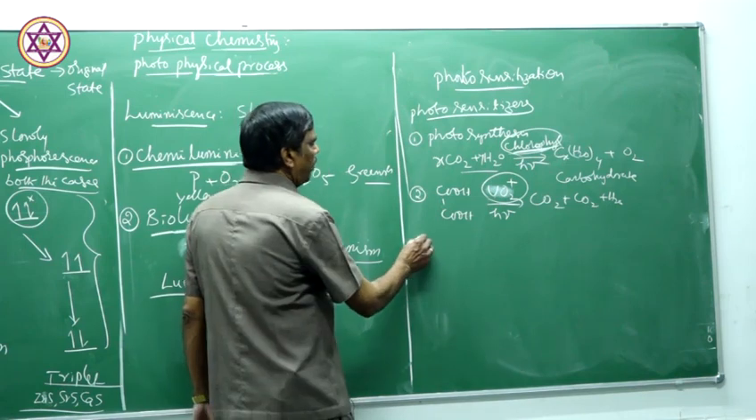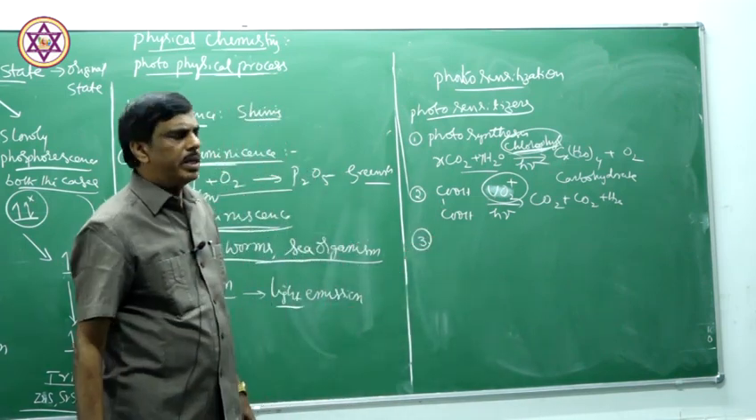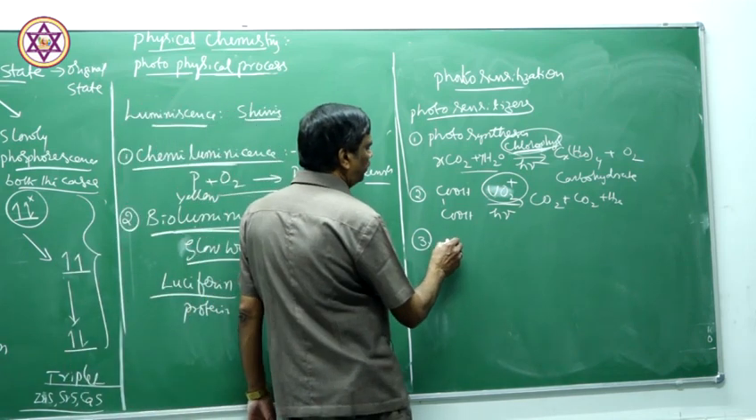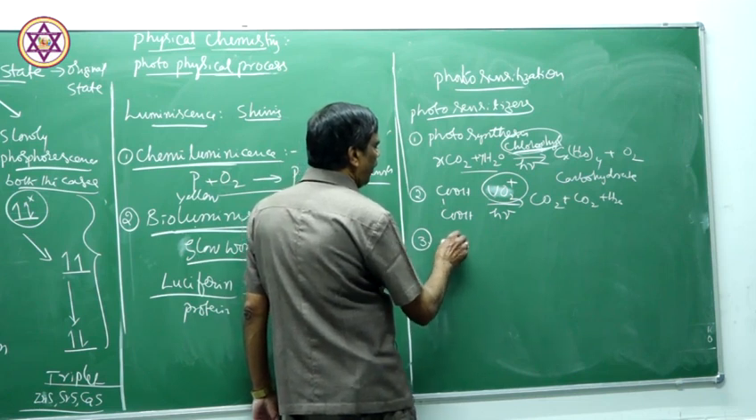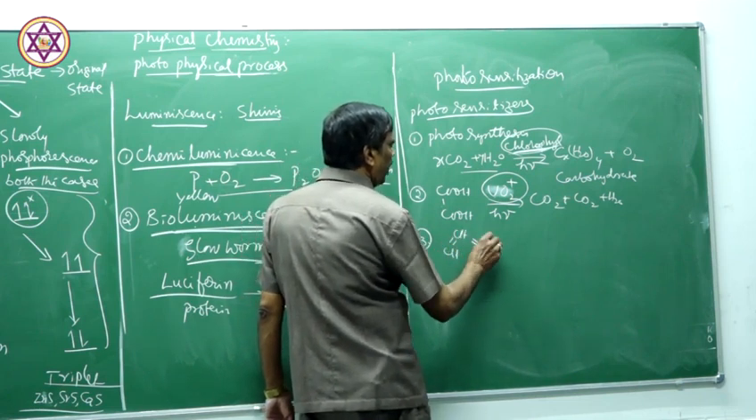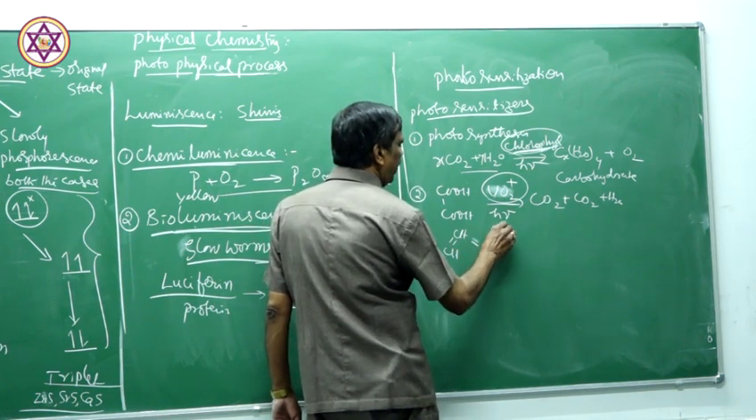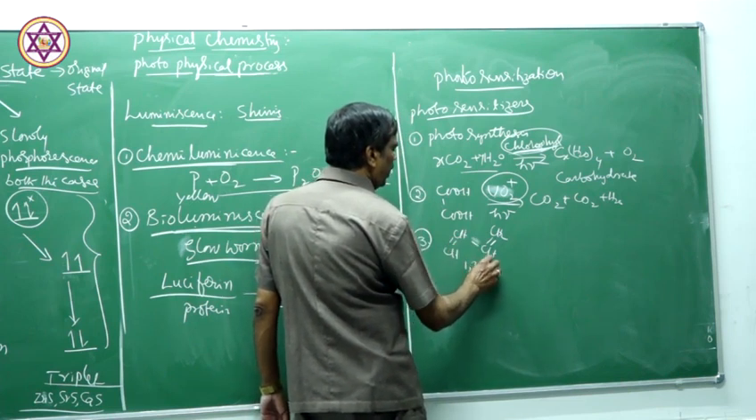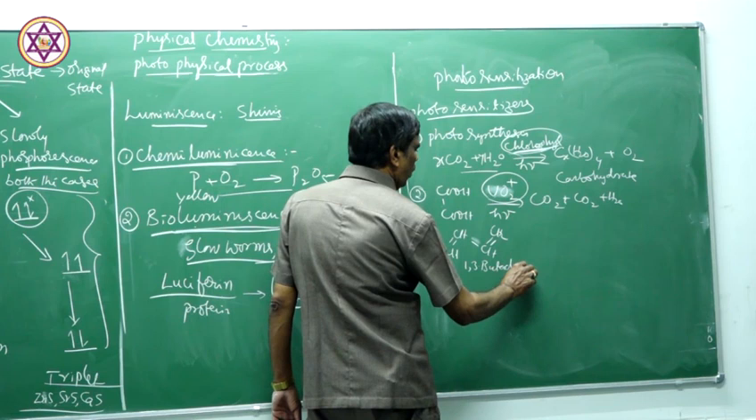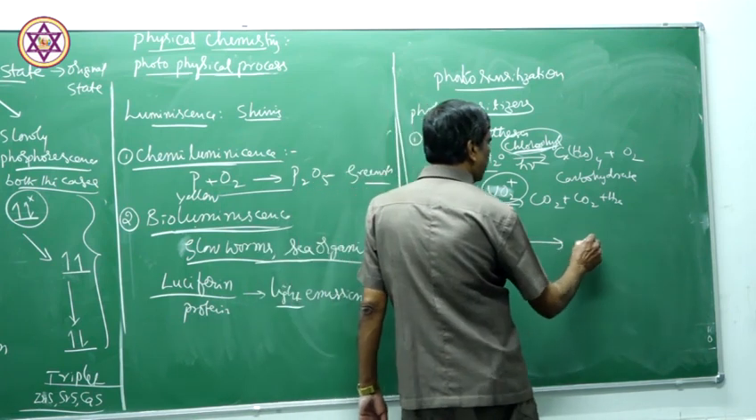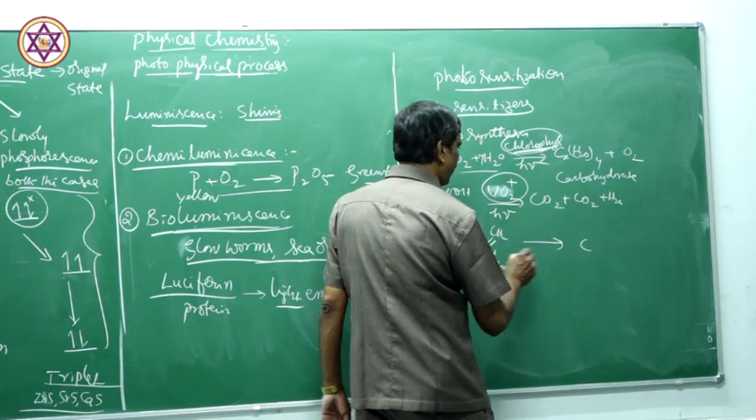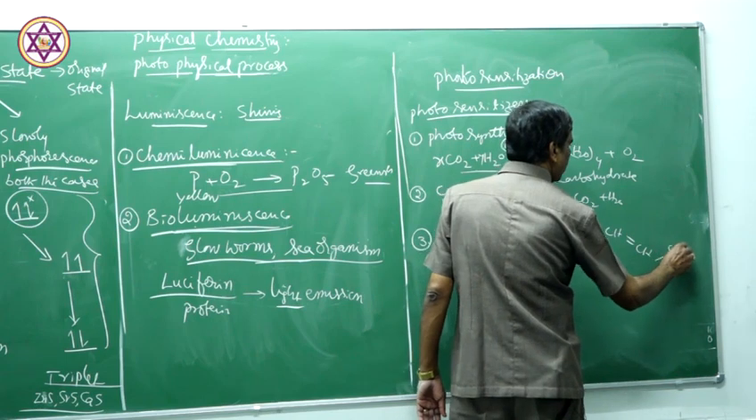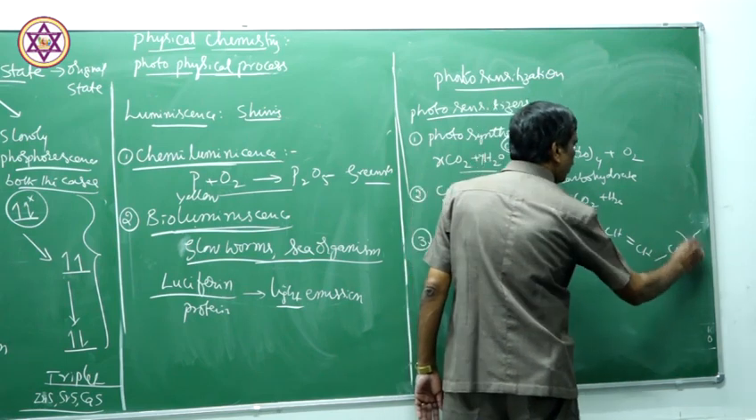Another very important example is the industrial application of photosensitization. That is, in the synthesis of a polymer from butadiene. This is the monomer. 1,3-butadiene undergoes polymerization to form a polymer, CH2, CH, double bond CH, CH2. This is the polymer produced.